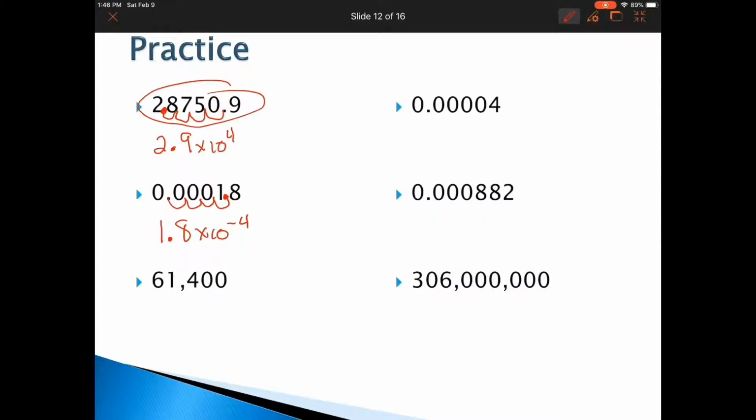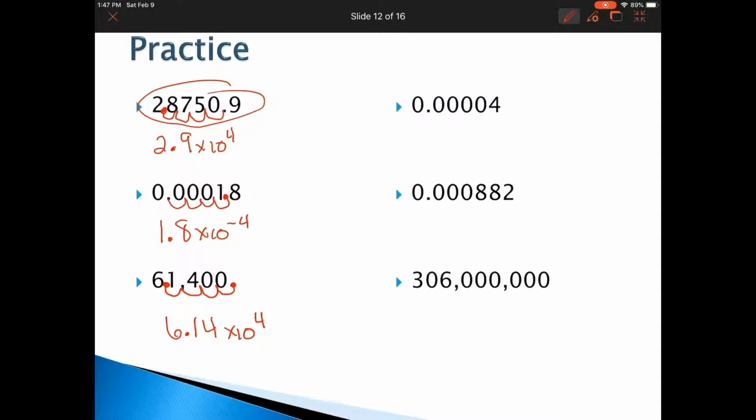61,400. We don't see the decimal point here, but we know that it's at the very end. To make the number 1 through 10, we have to move the decimal point between the 6 and the 1. All right, so now let's move it and count as we're moving. 1, 2, 3, 4. Another 4. Man, I did a lot of 4s in this one. So let's write our number, 6.14. Add our times 10. Add our exponent. We moved the decimal to the left, so we're going to have a positive exponent. 6.14 times 10 to the 4th.